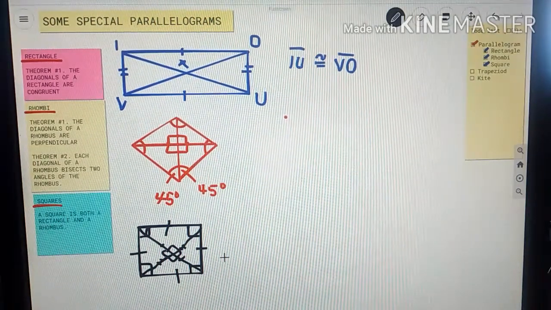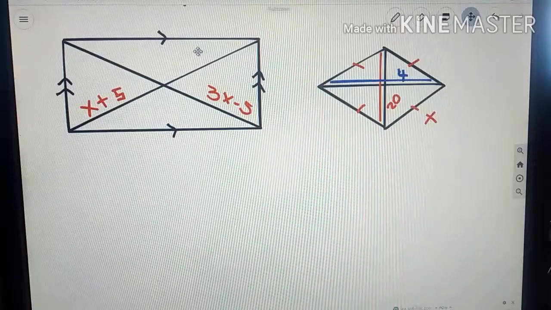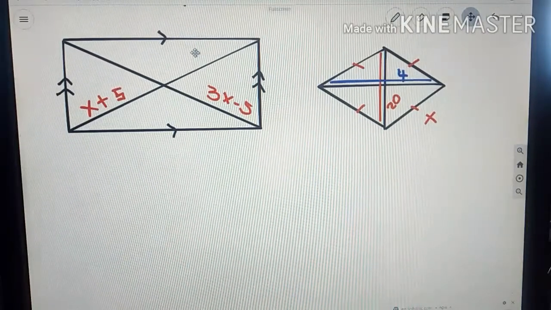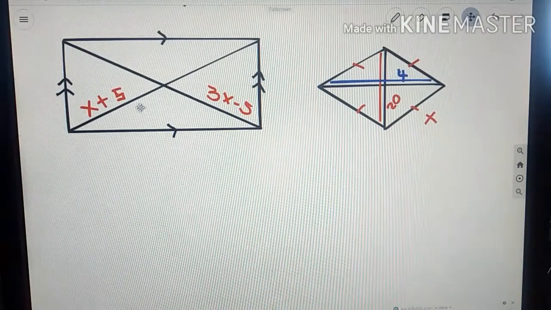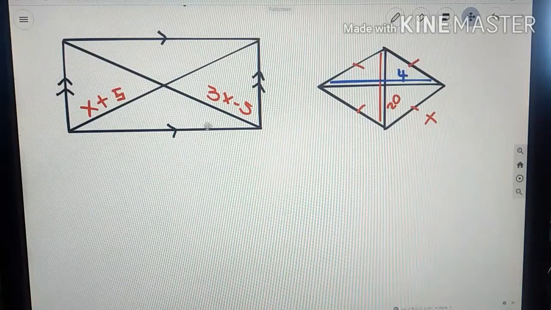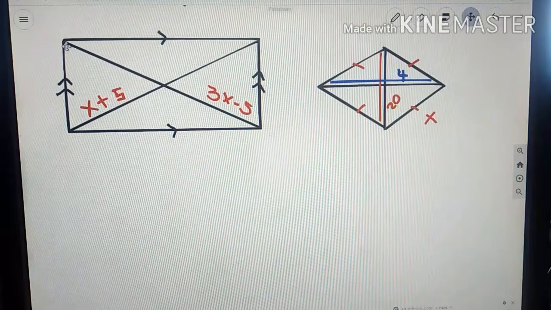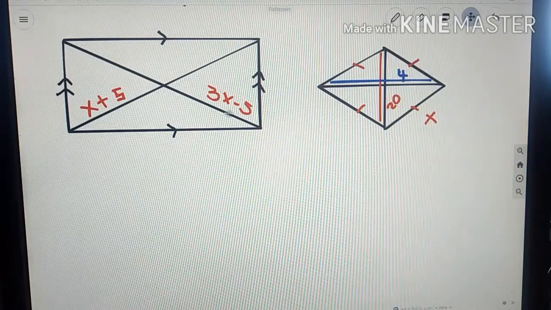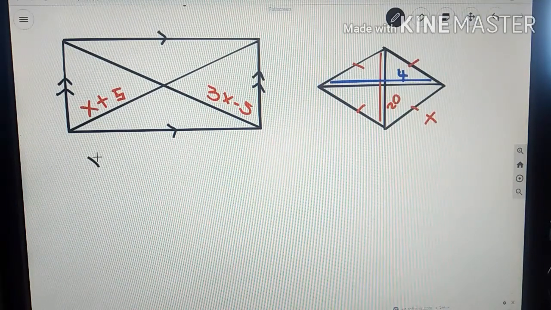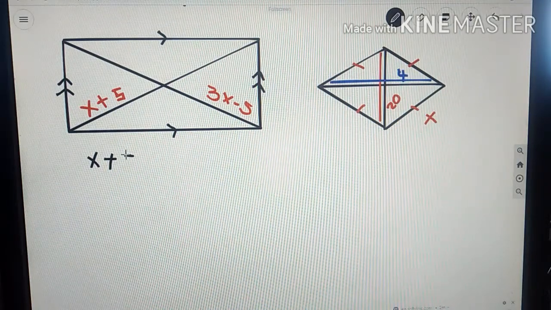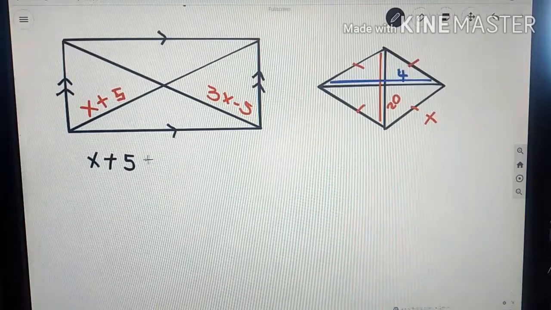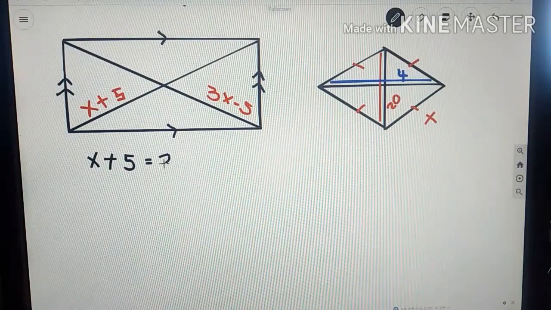Okay, let's have an example. Let's try to determine the value of x. So we have here number 1, a rectangle. Remember the first theorem in a rectangle: the diagonals are congruent. This will be x plus 5 is equal to 3x minus 5.